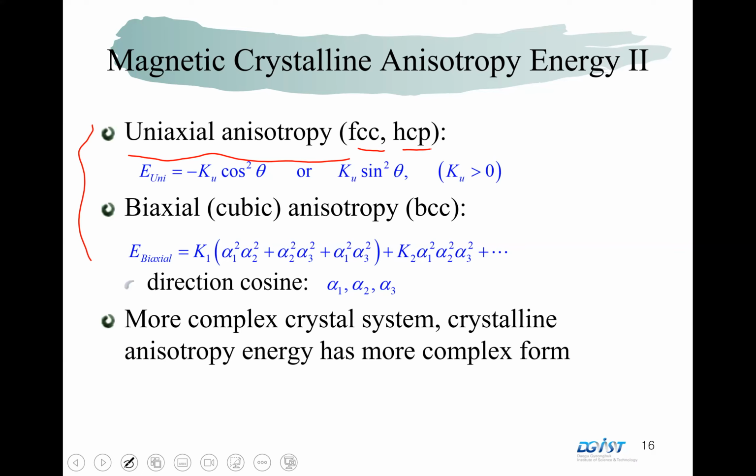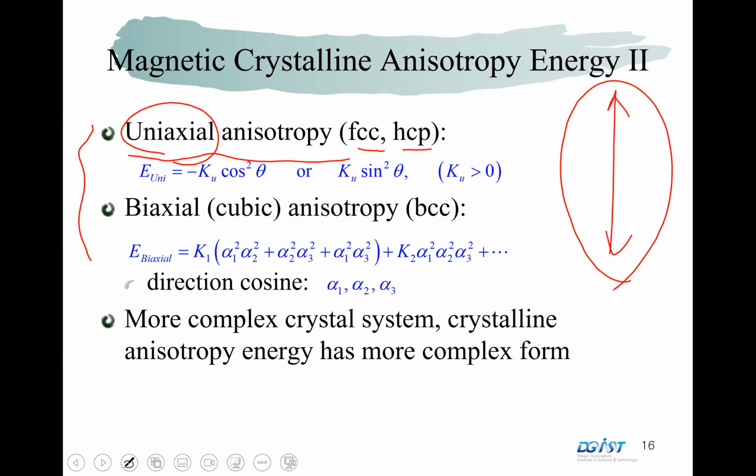And uniaxial means there is some axis, and this axis is a kind of unique axis. So energy depends on how far from this axis. And this direction and this direction belong to the same axis, so they should have the same energy. So in other words, they have only 180 degree symmetry, or in other words, we have a twofold symmetry.